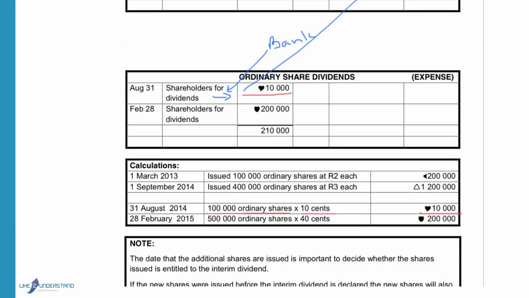So when we do this calculation, at the end of the year we've got 500 ordinary shares and we pay 40 cents per share. So that means that the dividend will be 200,000 Rand. Ordinary share dividends is the expense, so I will indicate the expense increases on the debit side. So my total expense for ordinary share dividends therefore is 210,000 Rand. This dividend was debited to increase the expense.